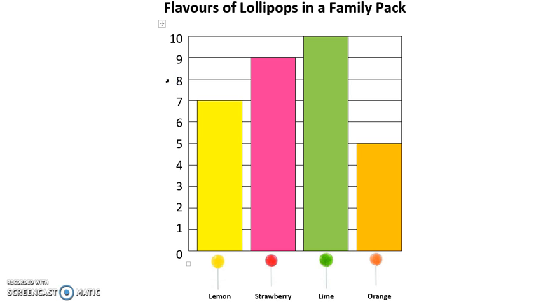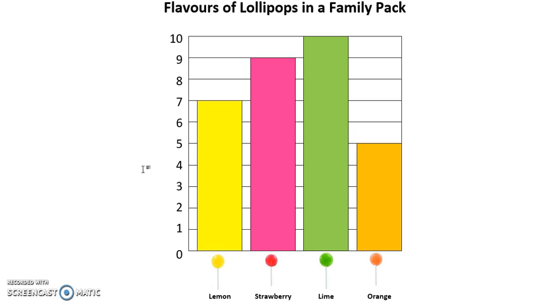And the numbers on it are its labels. The vertical axis in this graph is labelled with numbers. It has numbers on it, and the numbers help us to record the data and show how many lollipops of each flavour were in the family pack.